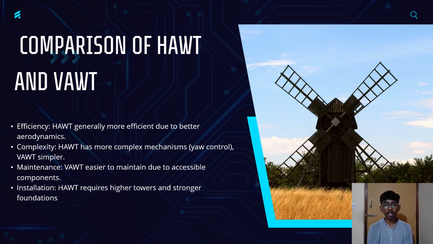Maintenance: VAWT is easy to maintain due to accessible components. It is not so big, so it is easy to access and repair. If you have to repair HAWT turbines, it takes a lot of complex steps. Installation: HAWT requires higher towers and stronger foundations. The wind speed will be very high, so the foundation should be built very strongly.